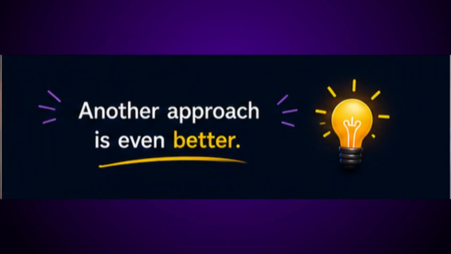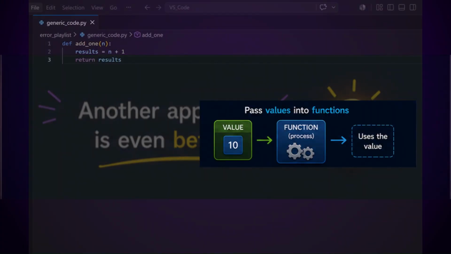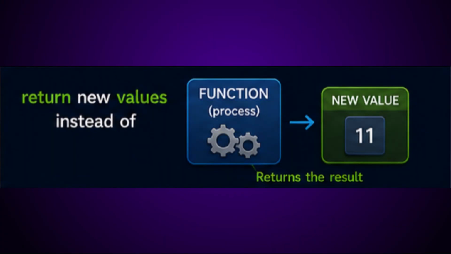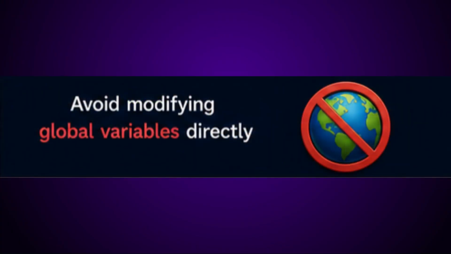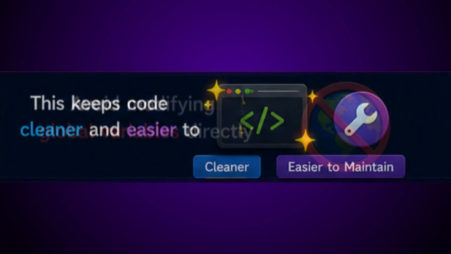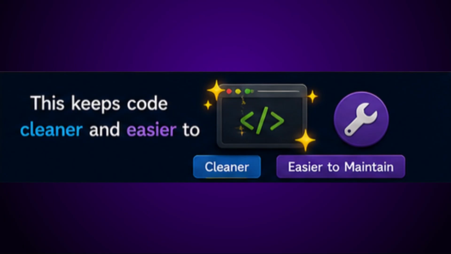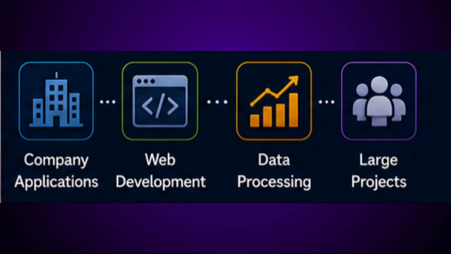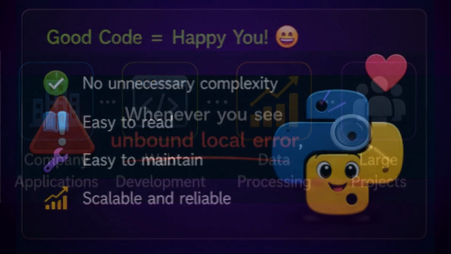Another approach is even better. Pass values into functions and return new values instead of modifying global variables directly. This keeps code cleaner and easier to maintain. This approach avoids the problem completely, and it is commonly used in real projects.